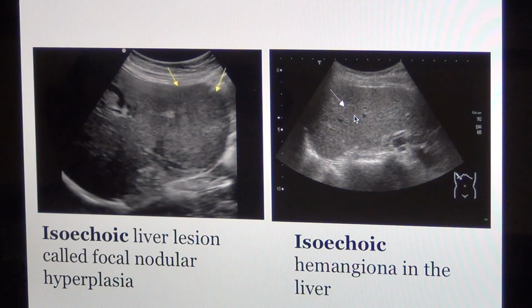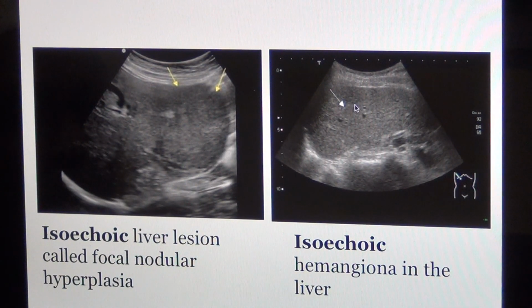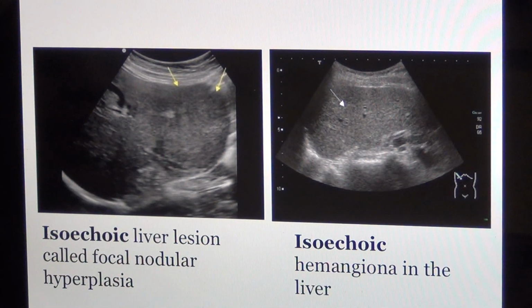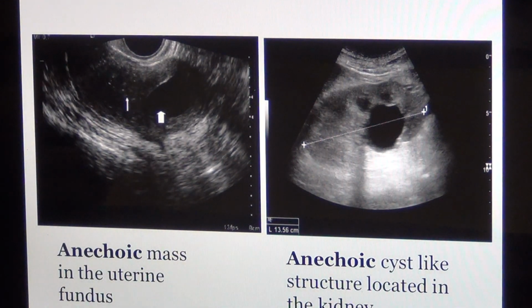Now this is another isoechoic. Look at here. This is a hemangioma in the liver here. But can you see this hemangioma? It is very tough, because hemangioma is most of the time brighter than the surrounding tissue. But it could be isoechoic. It could be hypoechoic. It could be complex looking. I saw those hemangiomas. Okay, but most of the time hemangiomas are hyperechoic, well circumscribed, and usually it does not cause posterior shadow.